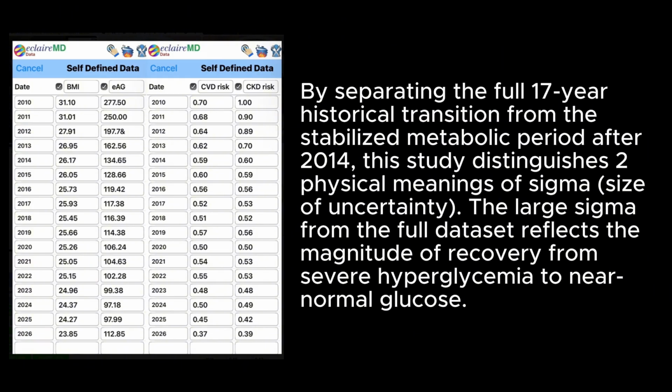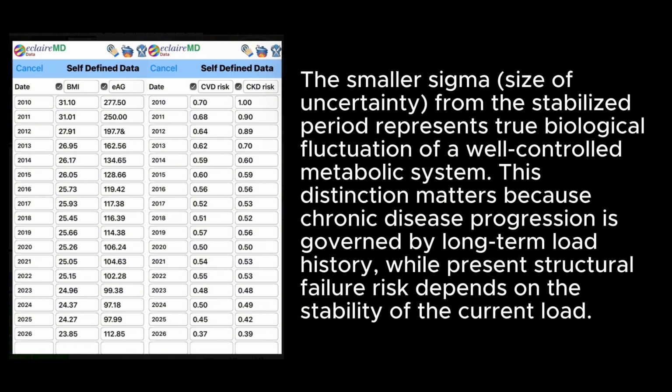By separating the full 17-year historical transition from the stabilized metabolic period after 2014, this study distinguishes two physical meanings of sigma size of uncertainty. The large sigma from the full dataset reflects the magnitude of recovery from severe hyperglycemia to near normal glucose. The smaller sigma size of uncertainty from the stabilized period represents true biological fluctuation of a well-controlled metabolic system. This distinction matters because chronic disease progression is governed by long-term load history, while present structural failure risk depends on the stability of the current load.